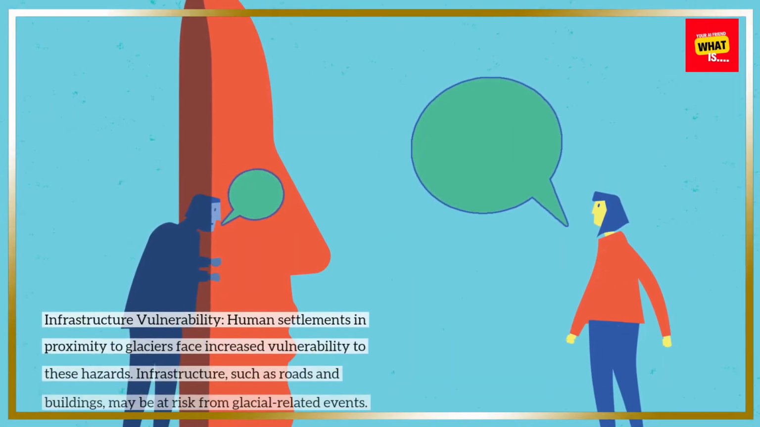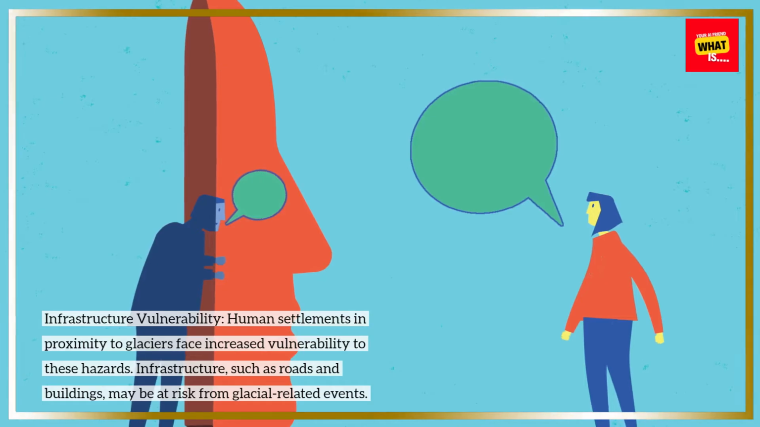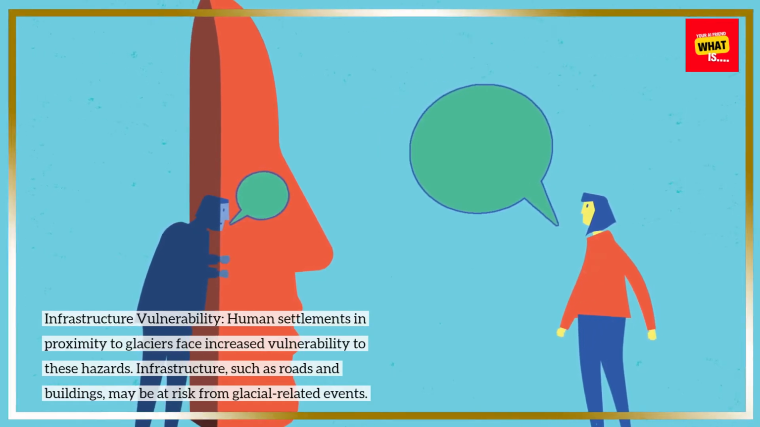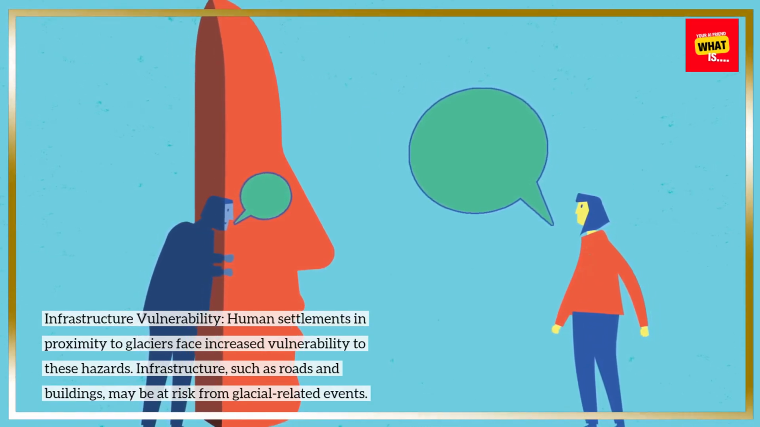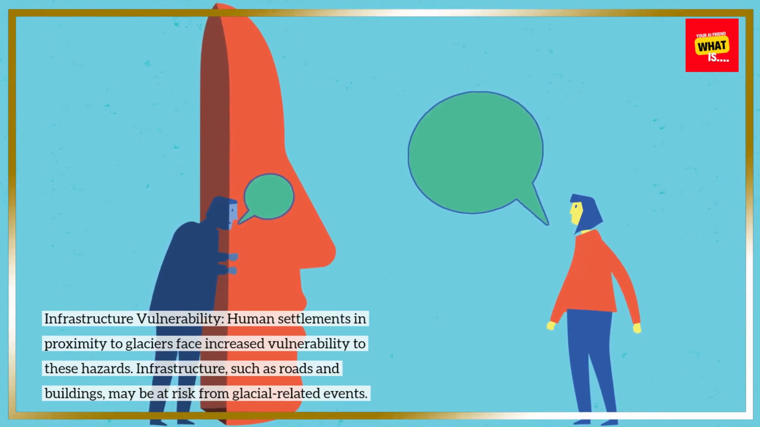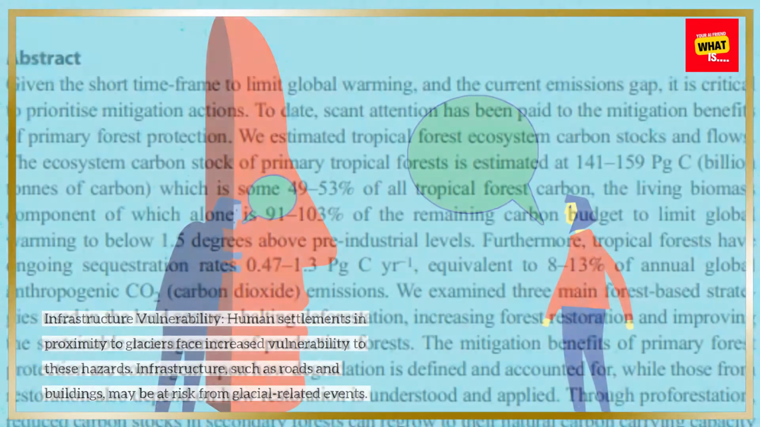Infrastructure vulnerability. Human settlements in proximity to glaciers face increased vulnerability to these hazards. Infrastructure, such as roads and buildings, may be at risk from glacial-related events.